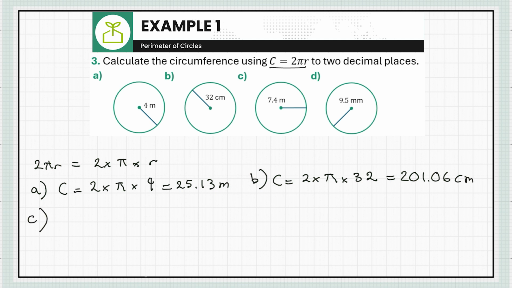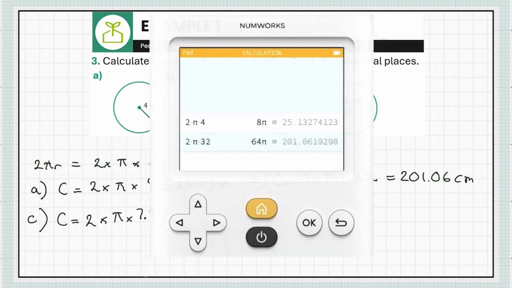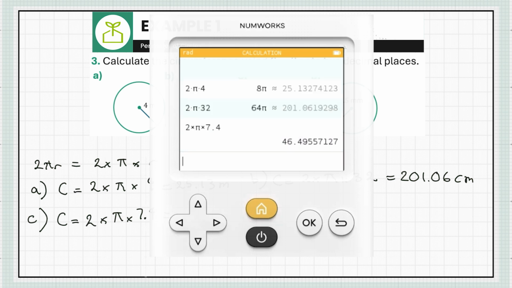If we look at C, we have a radius of 7.4 meters, so our circumference is going to be equal to 2 times pi times that 7.4. Alright, so go back to our calculator, do 2 times pi times 7.4. Hit execute, and you get 46.49. Now, because the next digit over is a 5, we're going to round that up, so it's 46.50.